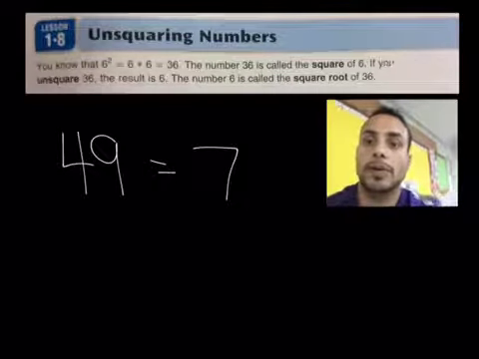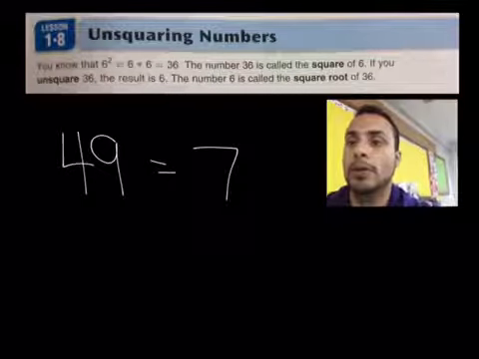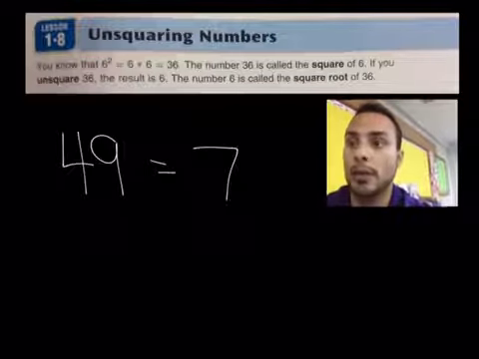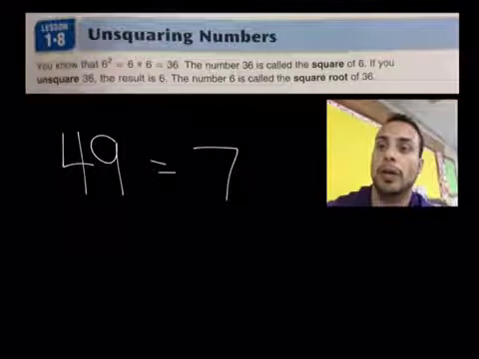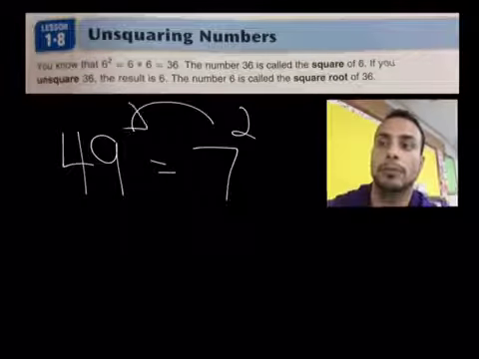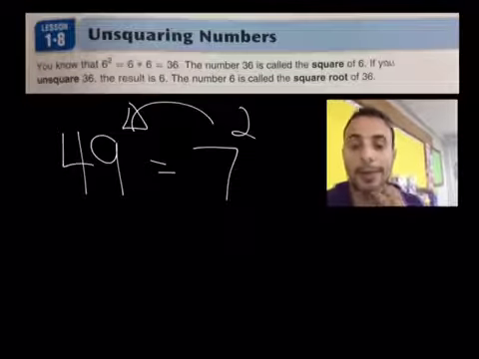Okay, so take away that 2. That would be called the square root. Okay, and if I tell you to square 7, you will square it with the 2, and that'll give you 49. Okay, let's take a look at number 1.